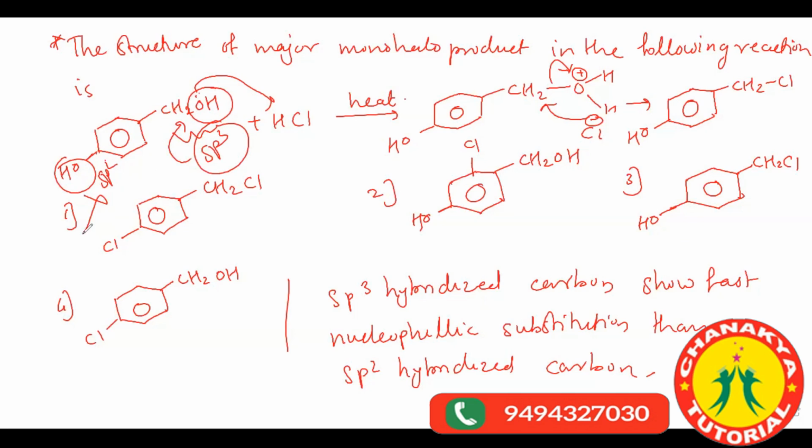Understand? Because two OH groups are there in your substrate. So which OH will be attacked by the H plus? That needs to be understood, and hence I gave you this hint: sp3 hybridized carbon atom shows faster nucleophilic substitution than sp2 hybridized carbon. Clear? Got it, ma'am.